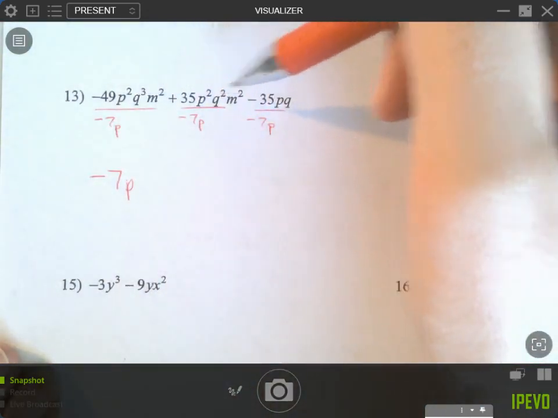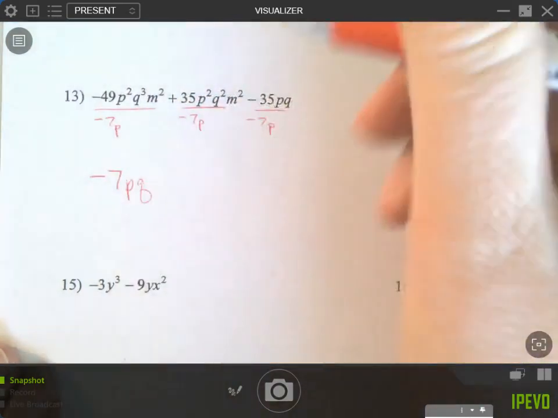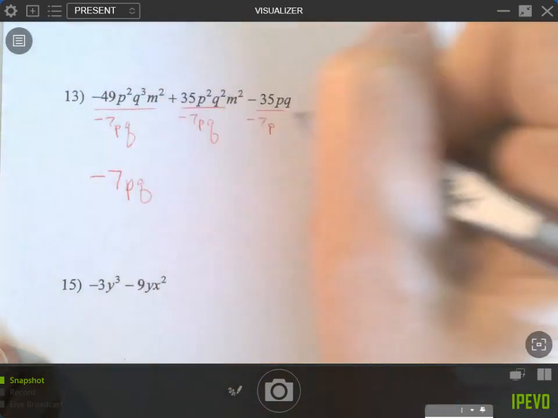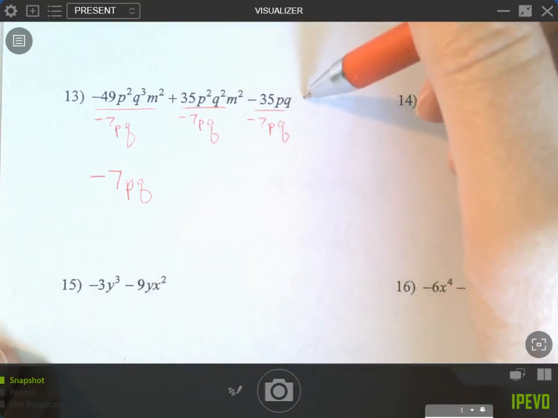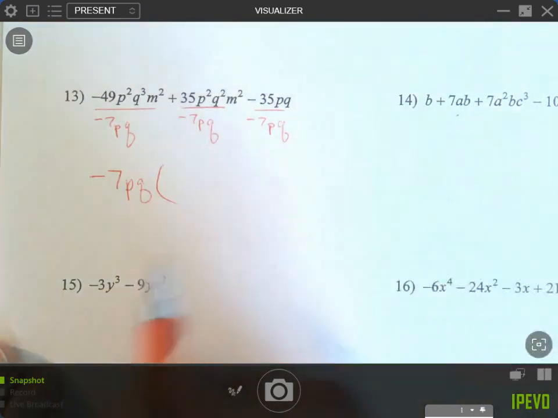Q third, Q squared, Q to the first. How many Q's? Just one Q? Because that's the one that we're looking for, the smallest one. All right, then I see M. M squared, M squared. Okay, so they don't all have a common M. So this is my GCF. It always has to be shown.